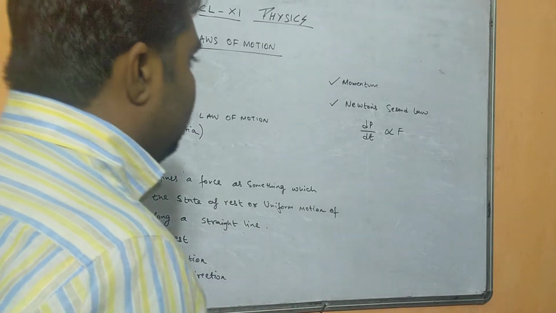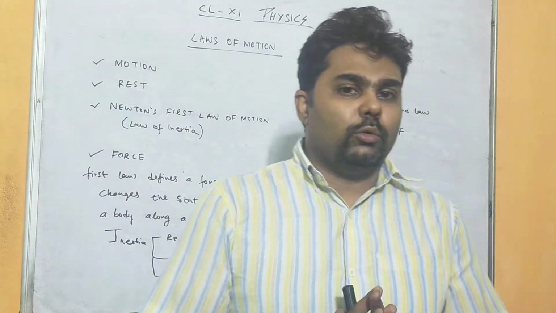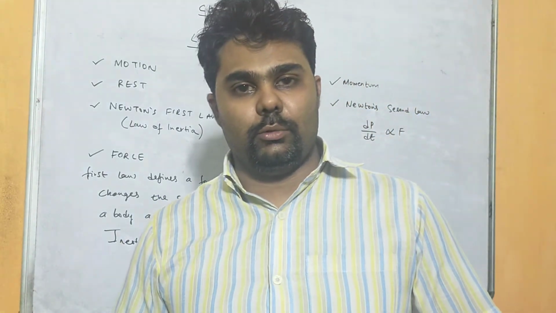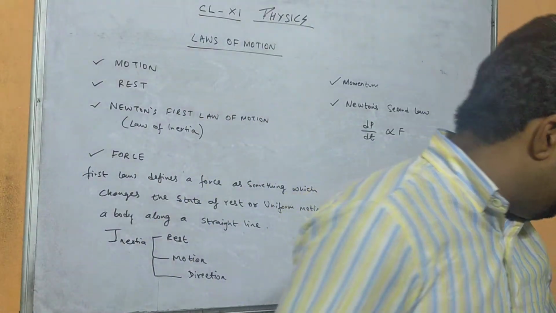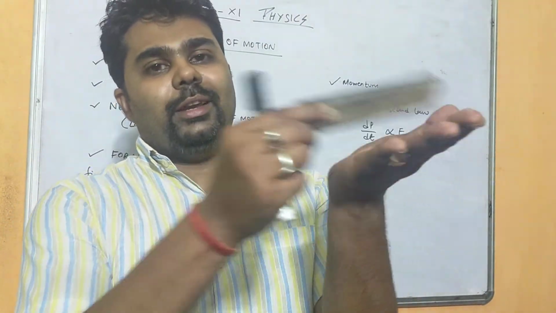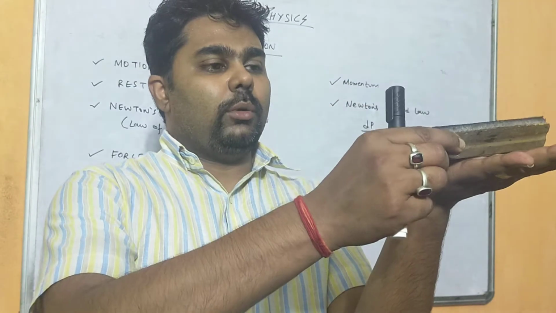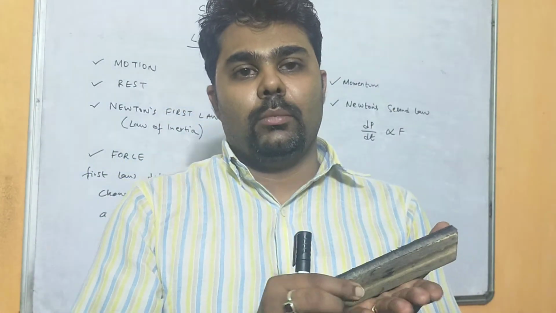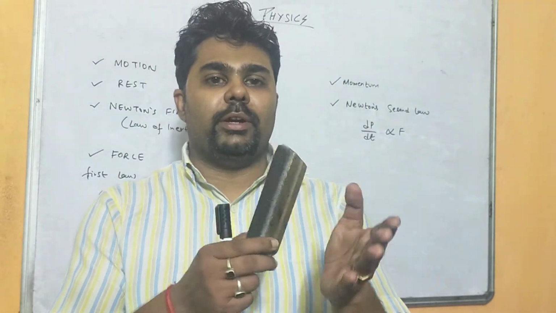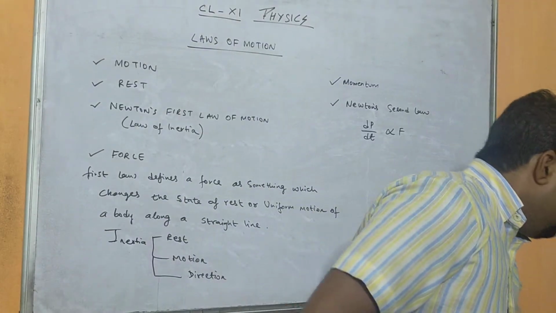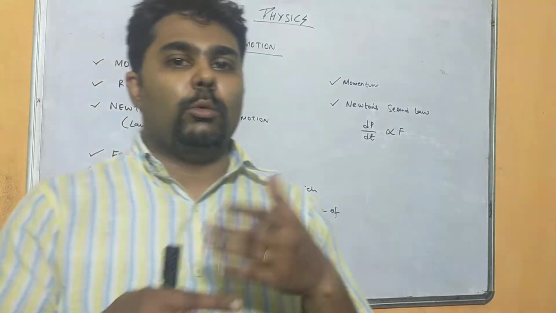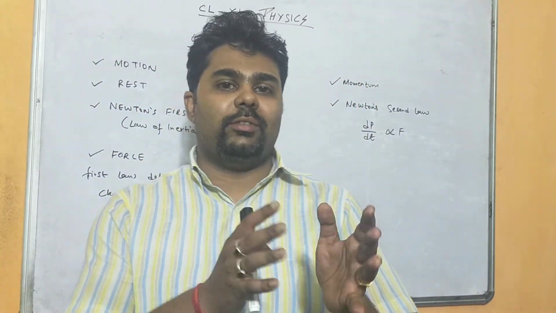Newton's second law of motion states that the rate of change of momentum is directly proportional to the external force. If I consider this duster to be at rest, resting on a table, and now we apply an external force on it, the object which was at rest will gain momentum and move a certain distance. So its initial momentum and final momentum will be different. The rate of change of momentum is directly proportional to force. If you apply more force, there will be more change in momentum. If you apply less force, there will be less change in momentum.